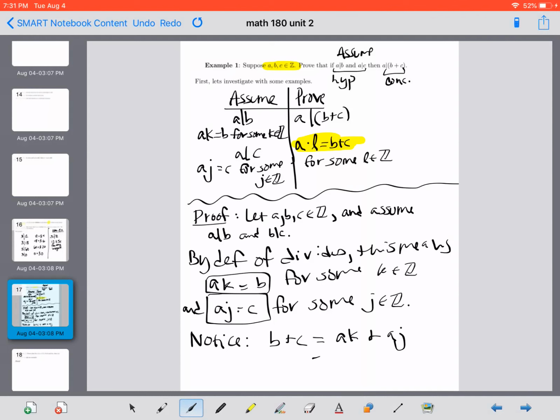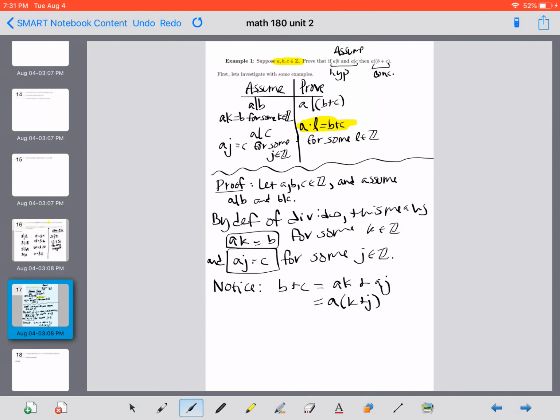So what we need to do is factor out that A, just like we did when we were working with even numbers and we factored out a 2. We can factor out an A, and now that inside the parentheses part, that K plus J, this really is the L that we were looking for up here. Right? We've expressed B plus C as A times some integer. How do we know that K plus J is an integer? Just like before, since K and J are both integers on their own, K plus J is an integer also.